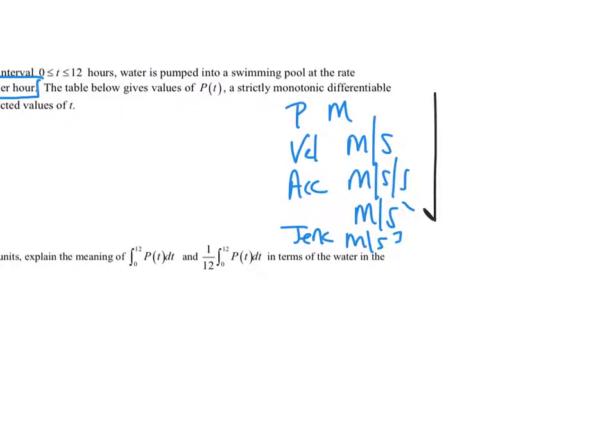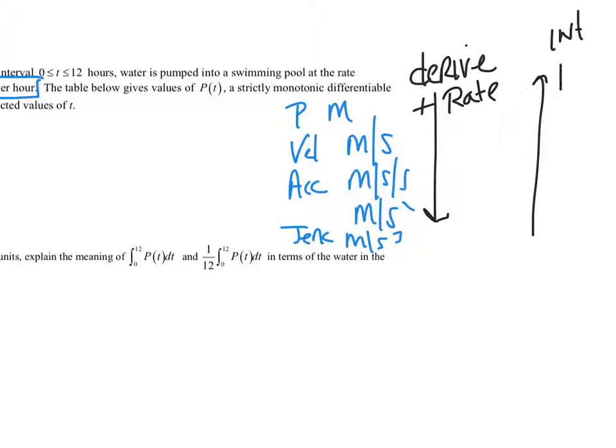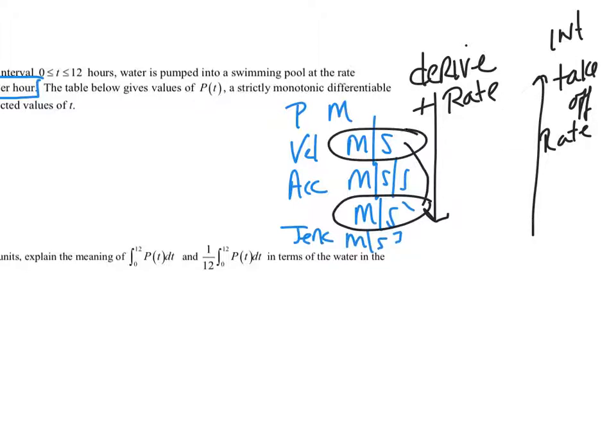So when you derive, you add on another rate, right? When you integrate, you're going to go backwards. You're actually going to take off a rate. You are the antiderivative. You are going against the derivative. So if you had meters per second squared and you integrated, you would go backwards to get meters per second. If you integrate meters per second, you'd go backwards to get meters.